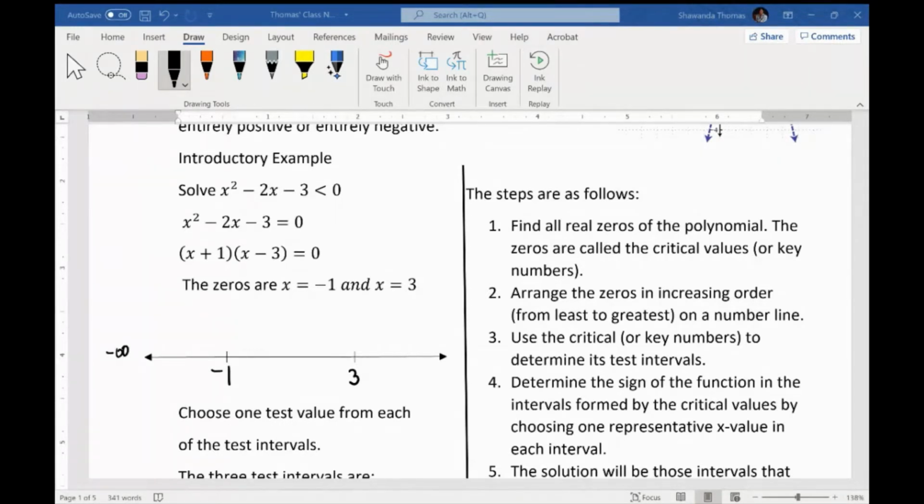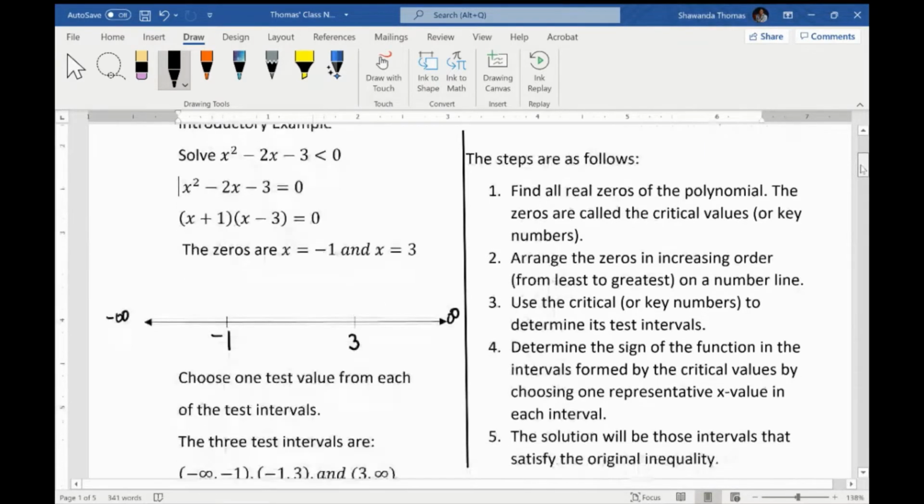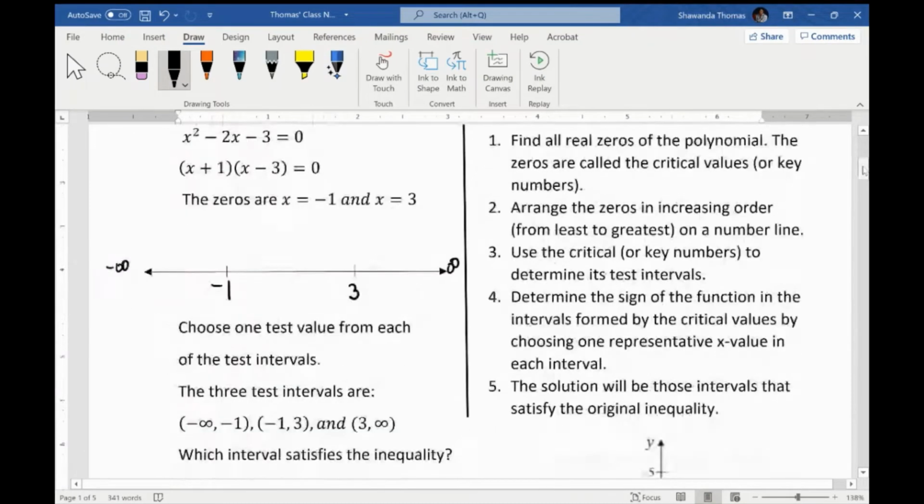What we're going to do now, if I can pull up my, see, this update is slowing me down. All right. Positive infinity. Now, here's what we're going to do. We're going to test each interval. We have 3 different intervals right here. We have the interval between negative infinity and -1. We have -1 to 3. And we have 3 to infinity.